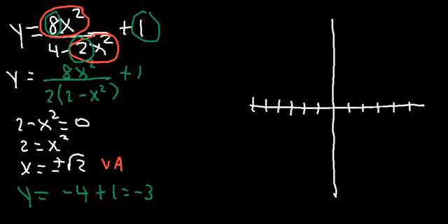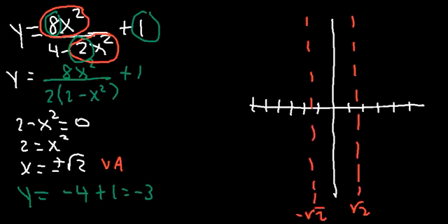The square root of 2 is about 1.4. So the vertical asymptote is somewhere between 1 and 2. And we have another one at negative 1.4. And the horizontal asymptote is at negative 3. Now we know how the graph is going to look on the right side and the left side. It can be like this, or it can be like that. It can be like this, or it can be like this.